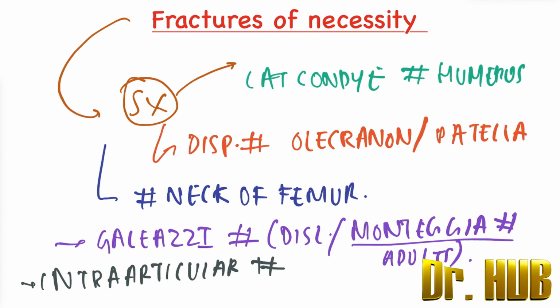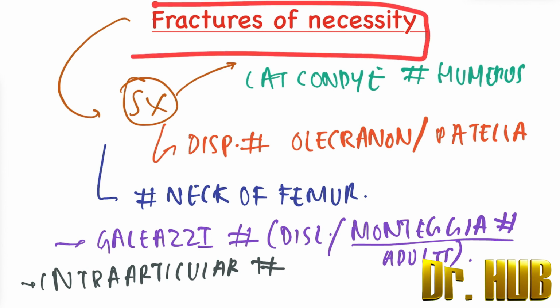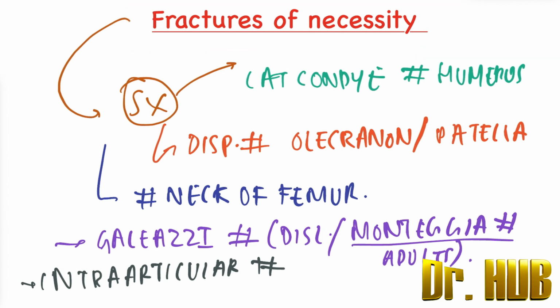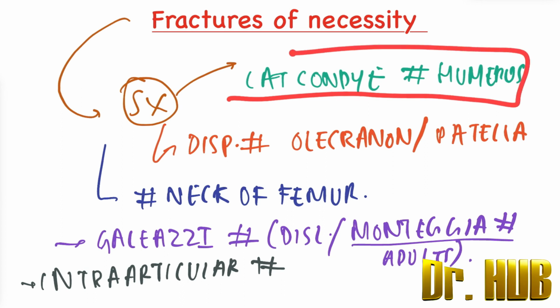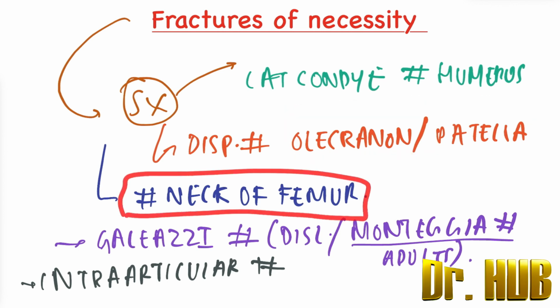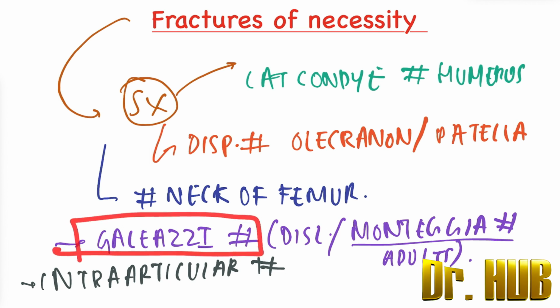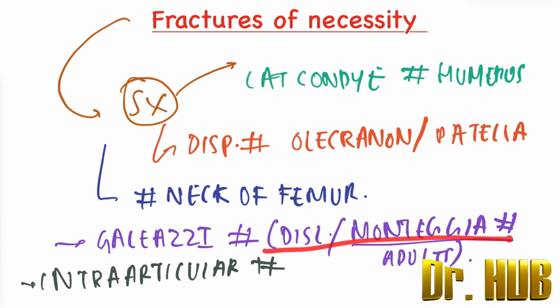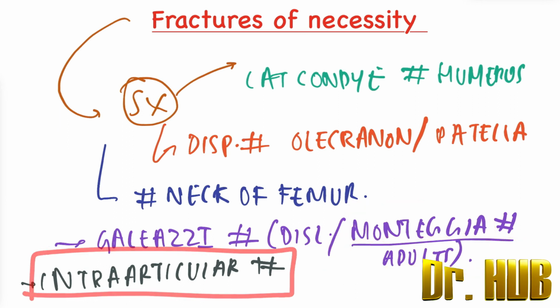So now let's recap. We saw the fractures of necessity. They are nothing but the fractures which require surgical management. It involves the lateral condyle fracture of the humerus, the displaced fracture of the olecranon or the patella. Next is the fracture of the neck of the femur. There is also the Galeazzi fracture, with a dislocation, and the Monteggia fracture, mainly in adults, as well as the intra-articular fracture.